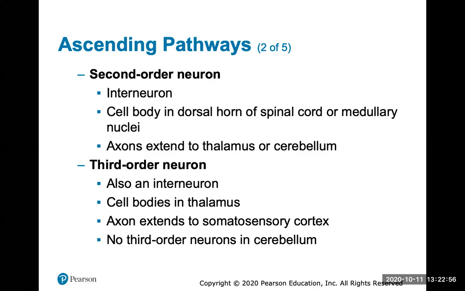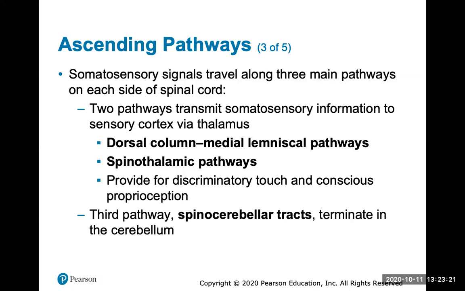And then a third order neuron, also an interneuron. These will include cell bodies in your thalamus. Remember, everything eventually gets to the thalamus because your thalamus takes everything and tells it where to go in the brain. From a third order neuron, its axon will extend to the somatosensory cortex, and there will be no third order neurons in the cerebellum. So somatosensory signals, so these are sensory information from your muscles.